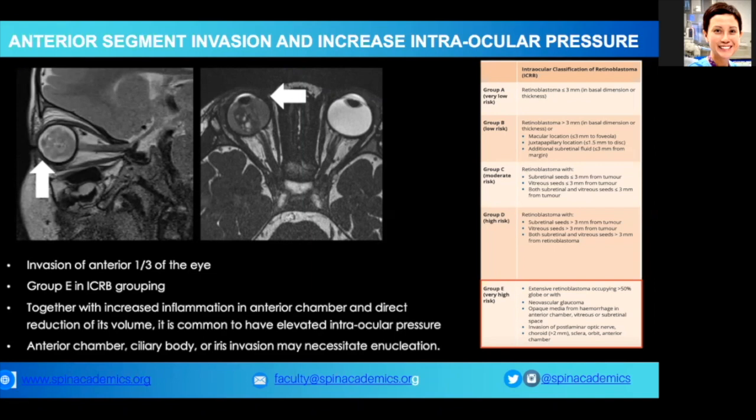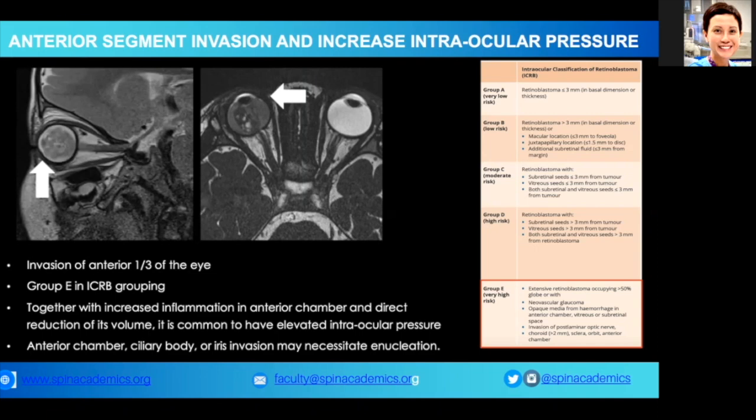The anterior segment refers to the anterior one-third of the eye. Anterior segment invasion corresponds to group E in ICRB grouping. Together with increased inflammation in the anterior chamber and direct reduction of its volume, it is common to have elevated intraocular pressure at the same time. Anterior chamber, ciliary body, or iris invasion may necessitate enucleation.